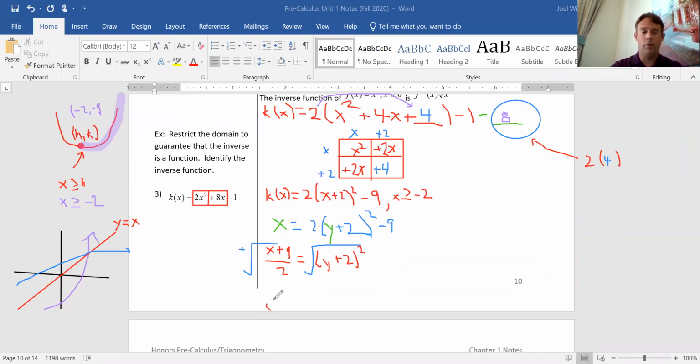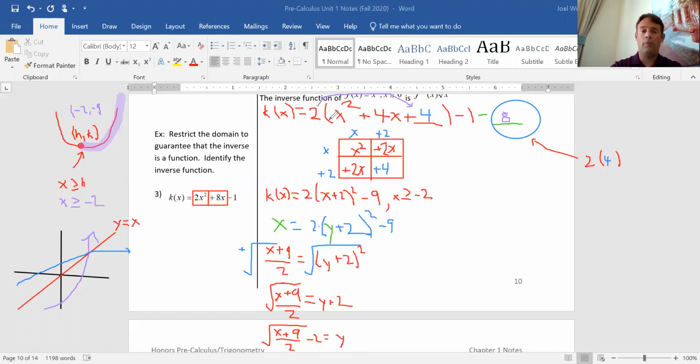So I have the square root of x plus 9 all over 2. And then the last thing we do now is we are going to subtract the 2 from both sides. So we end up with the square root of x plus 9 divided by 2 minus 2 equals y.